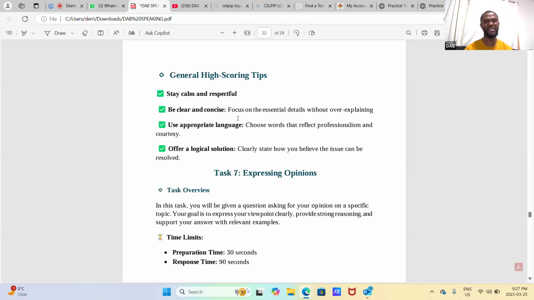You will be clear and concise. The 1 minute isn't too long. Don't over-explain. You state the reason, you explain in very few words. Then you clearly state how you believe the issue can be solved. So if it is an issue that needs to be solved, you have to provide a solution to that.